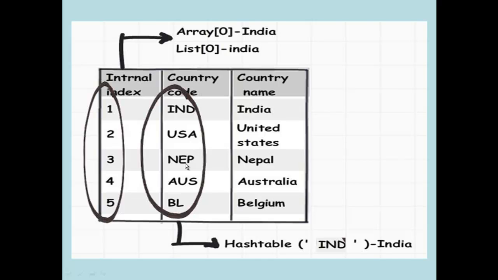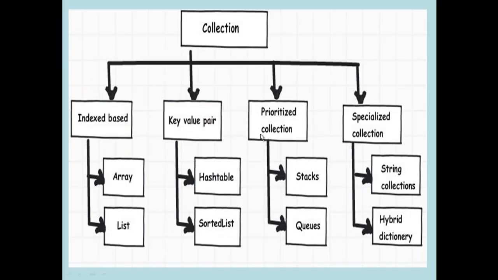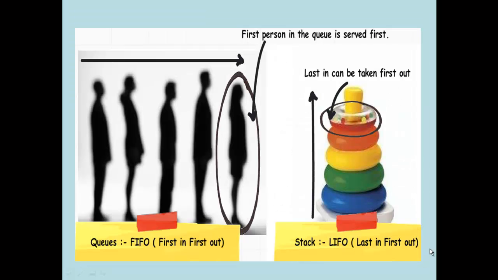So that we can get the value of the record. Now we have one more collection, that is prioritized collection. And in prioritized collection we have stacks and queues. So let's talk about this collection. Queues and stacks help you to access elements in a particular sequence. For example, queues use the FIFO methodology to access the element. So whichever is the first element which has come inside the collection will be the first element which will go out. While stack uses the LIFO methodology, that means whichever is the last element which has come in will be the first element to come out.